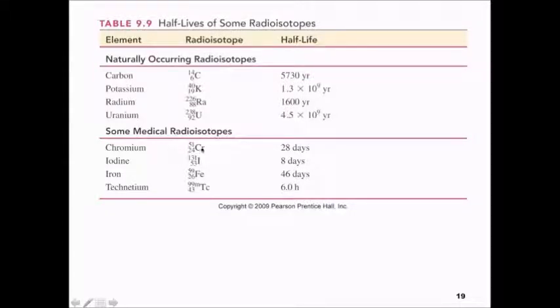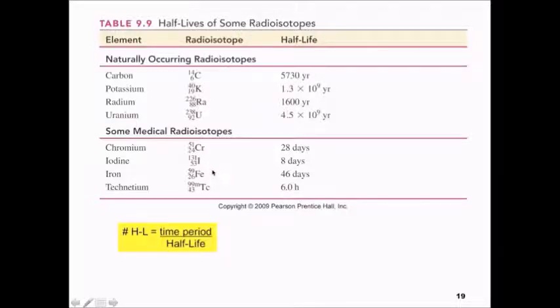Now you notice some medical isotopes have very short half-lives. We don't want these substances hanging around in the body, so they decay quickly. You might wonder then, does that mean that they're more dangerous? Well, you use such a small amount of them, and none of these will decay by releasing alpha particles, because that would be deadly. So they all decay by releasing either beta particles or gamma rays.